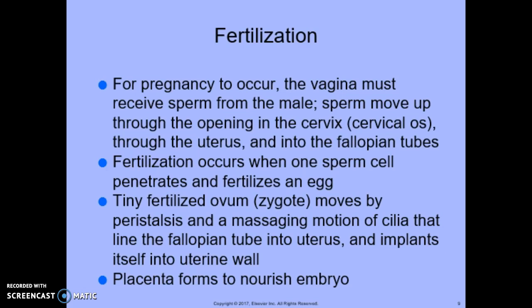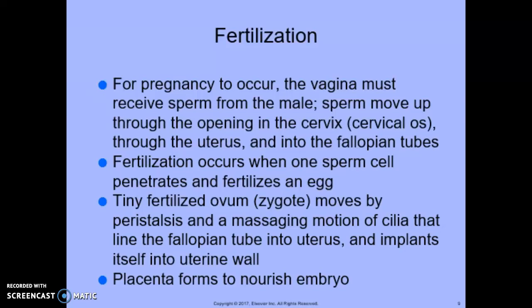Fertilization. For pregnancy to occur, the vagina must receive sperm from the male, and the sperm move up through the opening of the cervix and through the uterus into the fallopian tubes. Fertilization occurs when one sperm cell penetrates and fertilizes an egg. Then the tiny fertilized ovum, the zygote, moves by peristalsis and a massaging motion of the cilia that line the fallopian tubes into the uterus and implants itself into the uterine wall. Then the placenta forms to nourish the embryo.